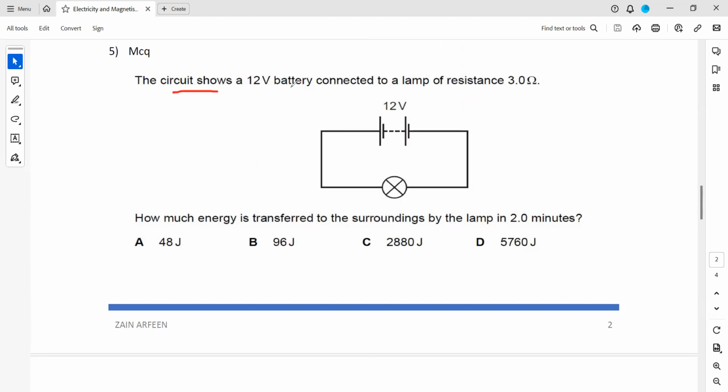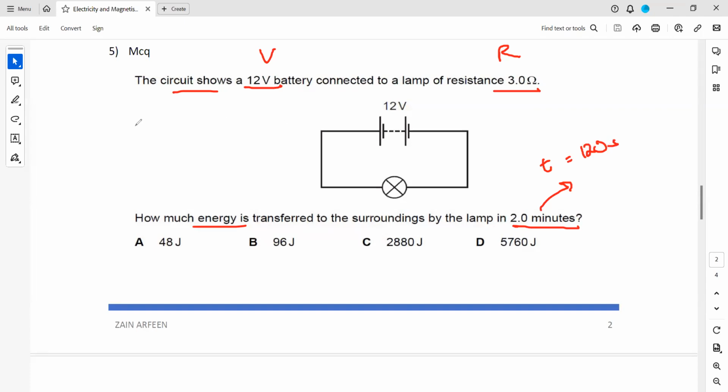The circuit shows a 12 volt battery. So we have the voltage, we have the resistor. How much energy is transferred in 2 minutes? So how can we work out the energy transfer in this case? Again, the time is in minutes, we have to convert it into seconds. So it will be 2 multiplied by 60, which is 120 seconds.